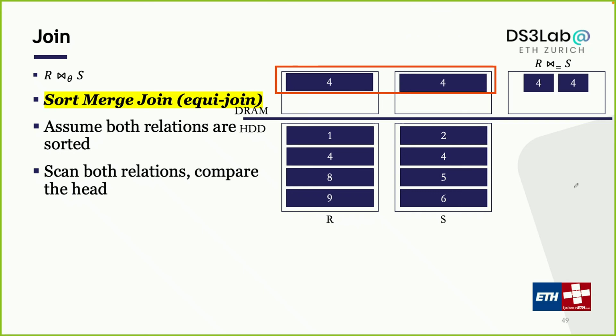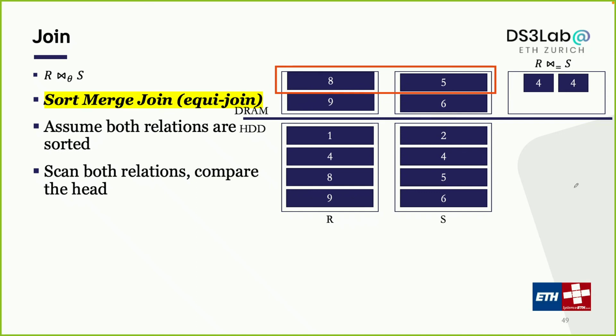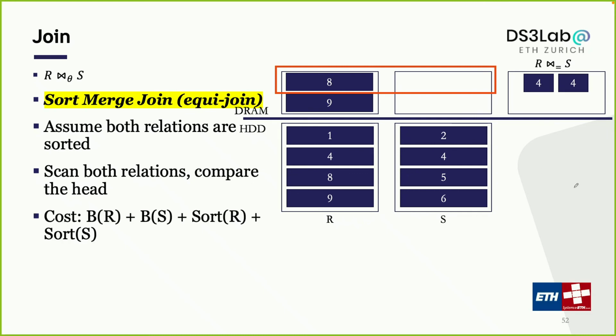4 and 4, great. Then you output that in the output buffer, since you found the match. Continue reading, keep throwing those away, continue reading. So you can see the algorithm. This is probably the most fancy animation I know how to do in PowerPoint. Keep doing this, and at the end of the day, when you scan these 2 different relations, you get your join result.